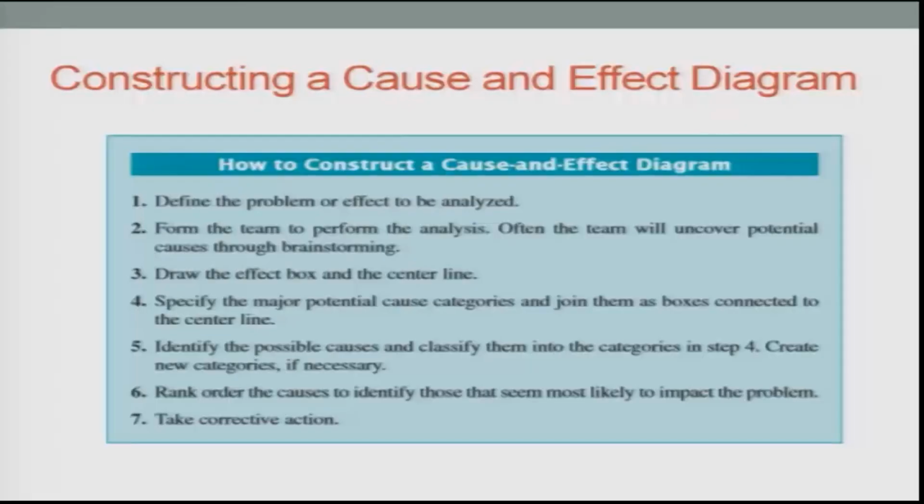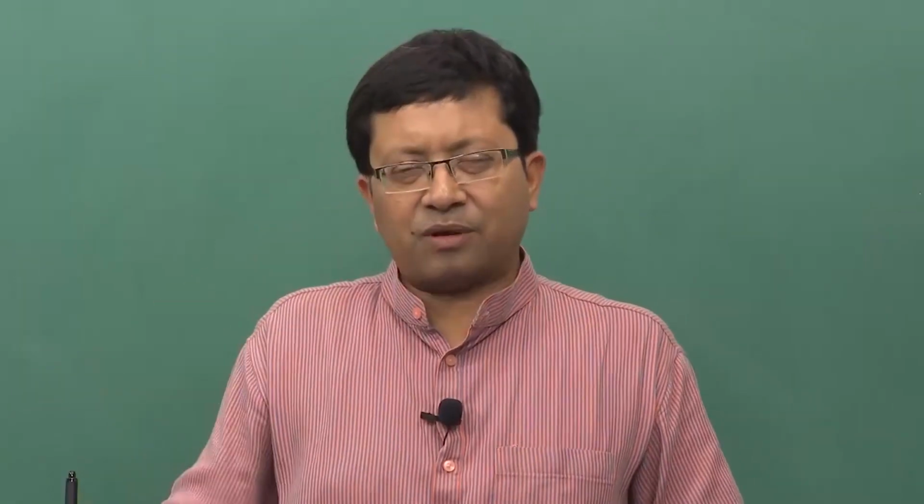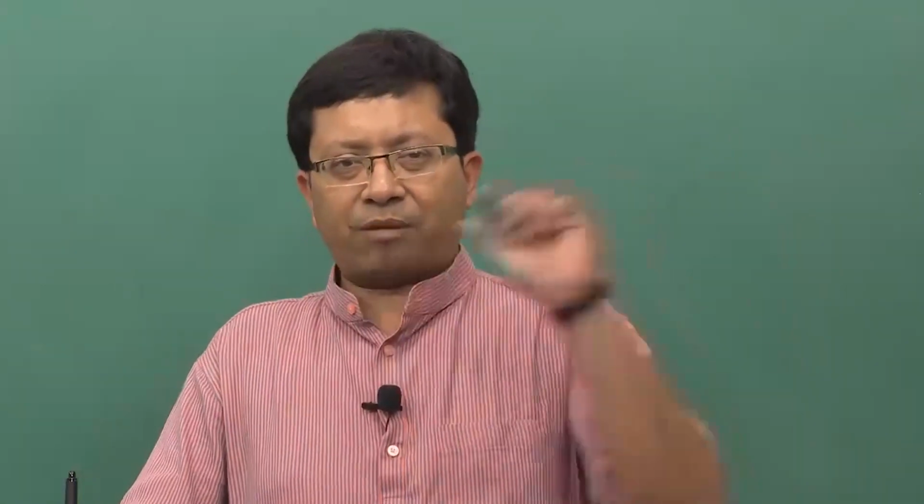Specify the major potential cause categories and join them at boxes connected to the central line. So, basically there would be a central line and all the effects would be coming. If you remember a fish bone, that would give some idea of how the cause and effect concept can be done. In the fish bone, there is a main backbone and all the bones are connected to that. That is why the cause and effect can be analyzed accordingly.